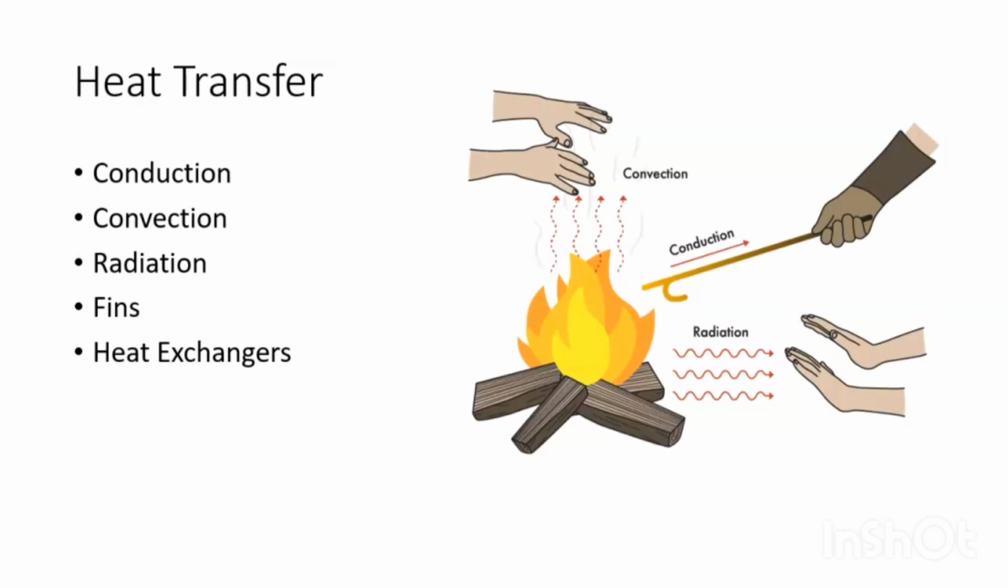The next part that we are studying is fins, that is heat transfer from extended surfaces, and the last part is heat exchanger. Heat exchanger is basically a device that is used to transfer heat from one body to another body. It is basically applied in locomotives and automobiles.